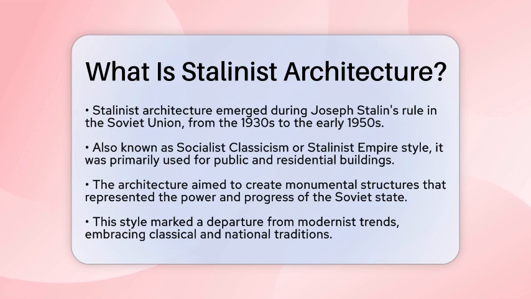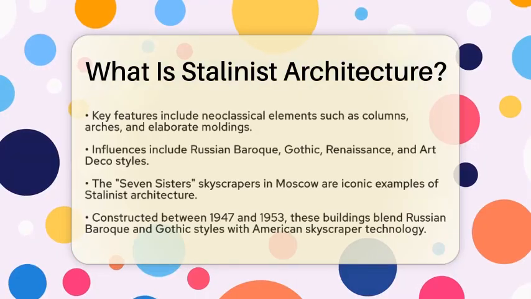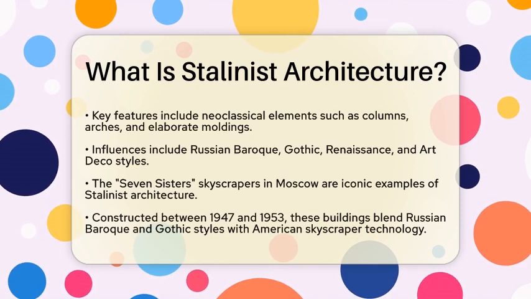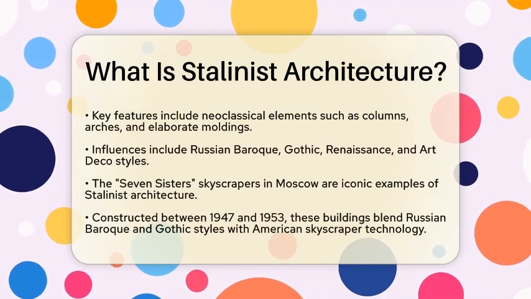Stalinist architecture aimed to convey the strength and stability of the Soviet Union. It marked a shift away from modernist styles, embracing classical and national traditions instead. This style incorporated neoclassical elements like columns, arches, and elaborate moldings. It also drew inspiration from Russian Baroque, Gothic, Renaissance, and even Art Deco. The result was grand and ornate buildings that often had a monumental scale.